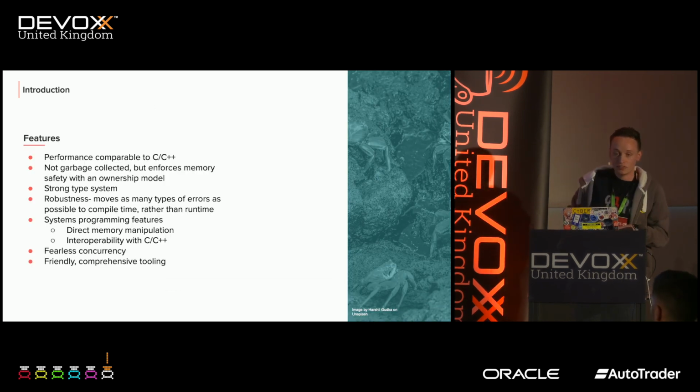Now, a few other features of Rust. So like we said, performance comparable to C and C++, not garbage collected. It has a very, very strong type system. So this is a pretty major feature of Rust. A lot of things that you might see represented in different ways in other languages are represented using the type system in Rust.